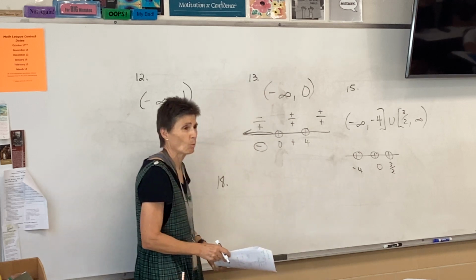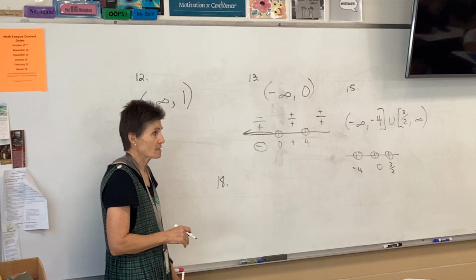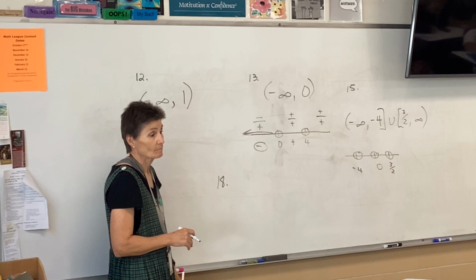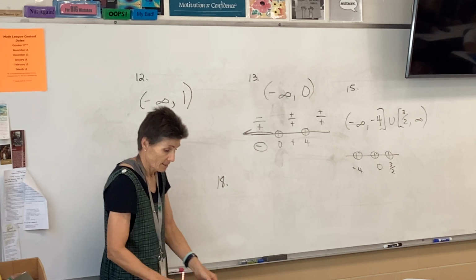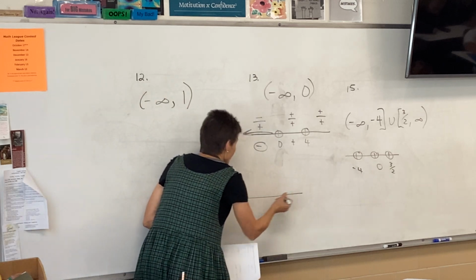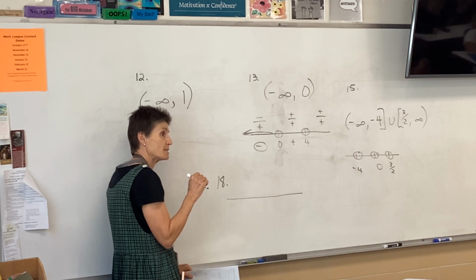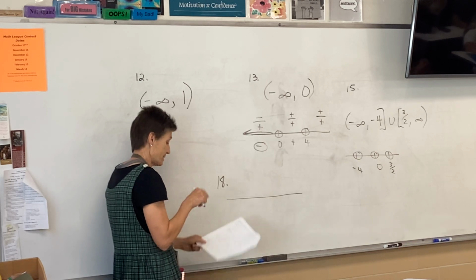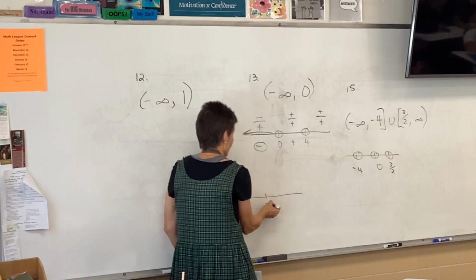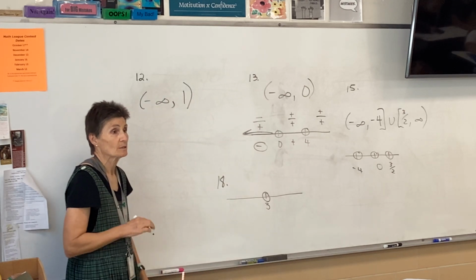Okay, what in the world happened with 18? Everything was colored? There are no zeros for the denominator, so no dots are coming out of the denominator. Is there a dot coming out of the numerator? Yeah. Where is it? 3? Is that dot open or closed?